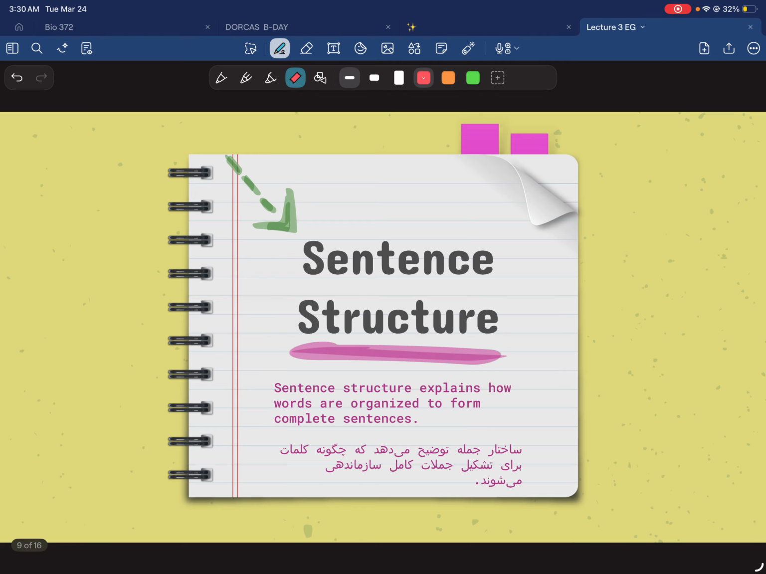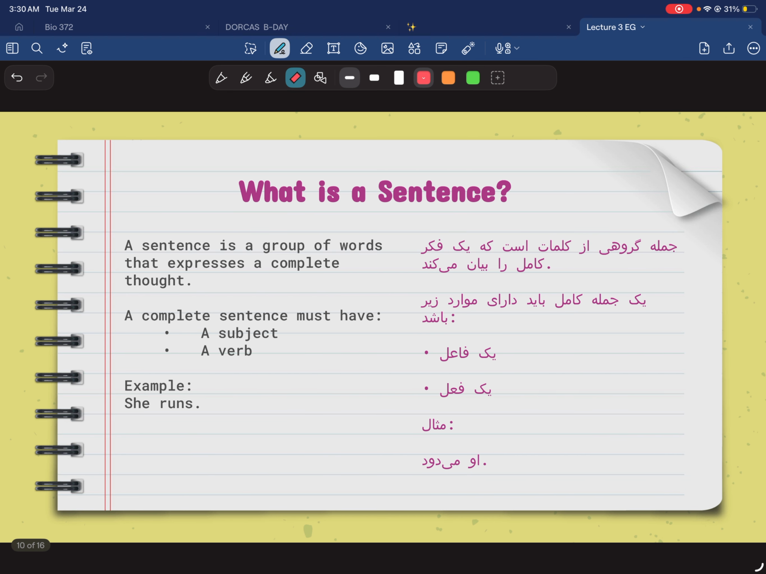All right. So the next thing that we're going to learn about is going to be sentence structure. So sentence structure explains how words are organized to form sentences. So what is a sentence? A sentence is a group of words that expresses a complete thought. A complete thought must have a subject. Let's go ahead and highlight the word subject just so that we can memorize it. A subject and a verb.